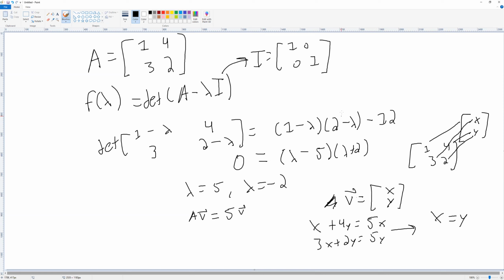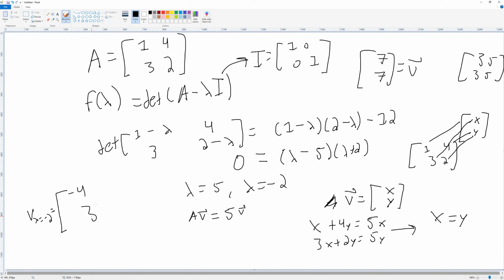And you can verify. Let's just choose, say, 7, 7 equals v. Then A times v equals 7 plus 4 times 7, which equals 35. And then the bottom one is going to be 3 times 7 plus 2 times 7, which equals 35. And 35 is 5 times 7, so that makes sense. We do the same process for the -2 eigenvalue. I'm not going to show the steps because that takes a bit of time, but if you solve your system of equations, the eigenvector for lambda equals -2 is -4, 3.